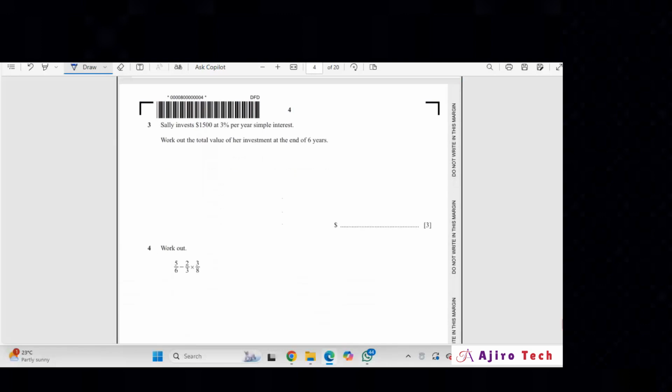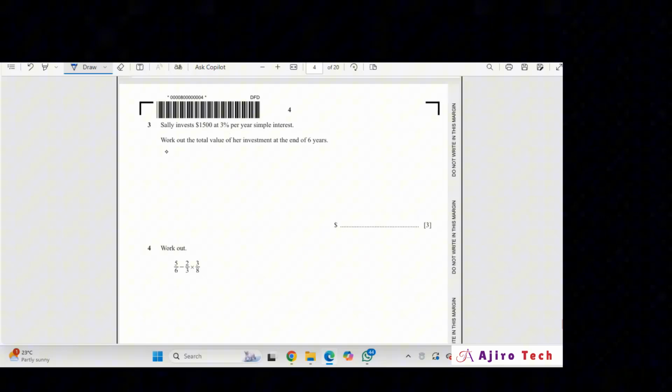All right. So we are going to continue with the next question. Then we'll see how we're going to look at that and see what we will need to do about it. The next question is this. Sally invests 1,500 at 3% per annum simple interest. Work out the total value of her investment at the end of 6 years.